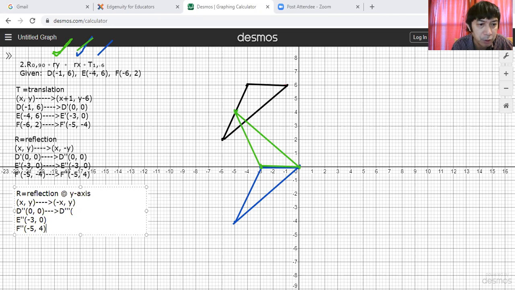Now we shall continue with outputs from the reflection about the y-axis. 0, 0, that won't have any change. Negative 0 will still be 0, and of course, y won't have any change there. Next, we're now going to have the e triple prime.